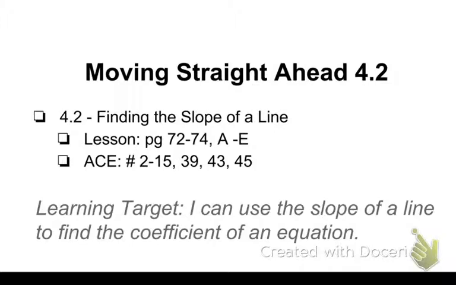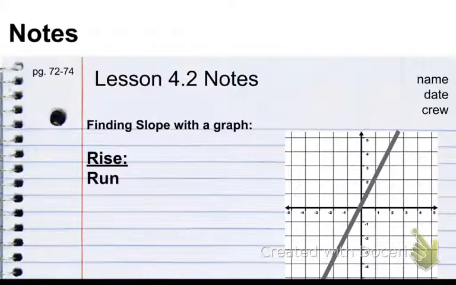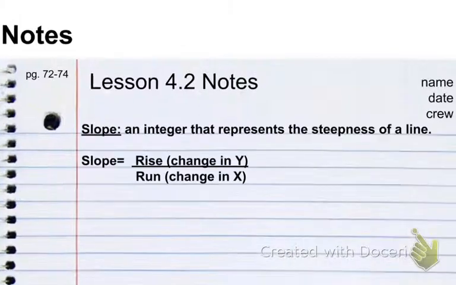Okay, ladies and gentlemen, let's get started. All right, first, finding slope. Well, we need to know what slope is first. This is what we're going to want to put down in our notes: that slope is a number that represents the steepness of a line. And slope is defined as the rise, the change in y, over the run, the change in x.